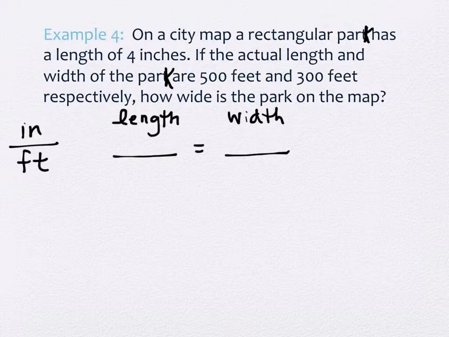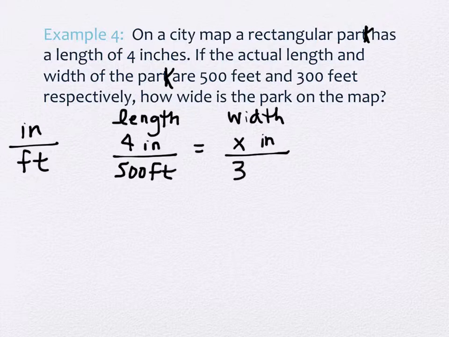Okay, what is the length of my park in inches? What is it? Is it 4? Okay, 4 inches. What is the length of my park in feet? 500 feet. That's the real life value, right? What is the width of my park in inches? X. We don't know that. And you don't have to use X. You're welcome to use any other letter that you so choose. Don't make it a T or something because then it starts to look like pluses. But you do have choice. Okay, so X is my inches in this case. What is the width of my park in feet? 300 feet.